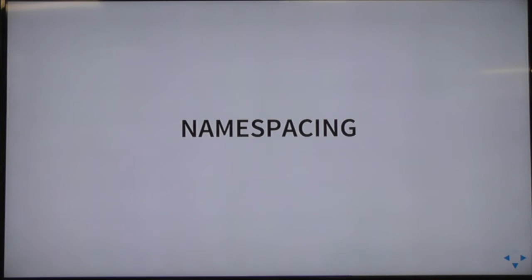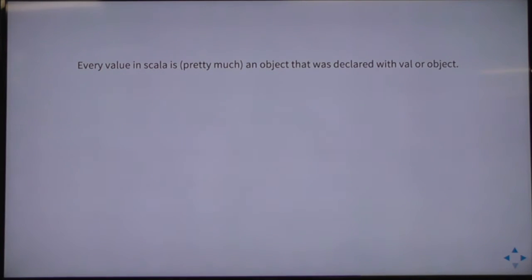Cool. So namespacing. Pretty much any language, you're going to need to import functions from somewhere else and use them. So we're going to talk about that. Every Scala value is pretty much an object, which is either declared with val or object. Object is a way to make a sort of global singleton. Val is a way to make your variable in whatever scope you're in. Those objects act as namespaces that you can import from.